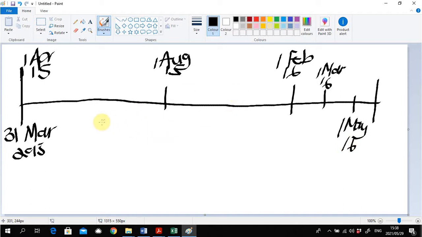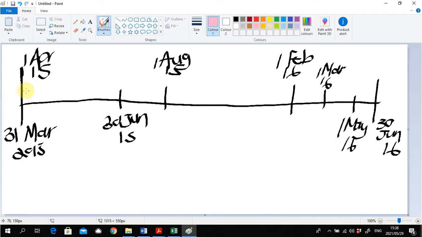Right, so for the year ends, it would be June. So June would be somewhere around, let's say, there. And that would be 30 June 2015. And here we would have 30 June, and that would be 2016. In this instance, we can now clearly see our date intervals that we need to use.